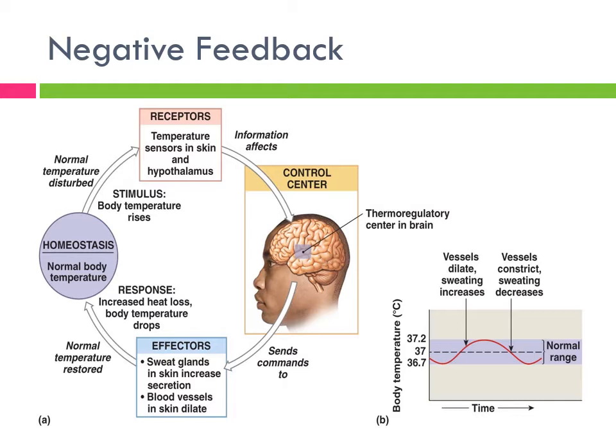And the brain is going to send a signal to the sweat glands to increase secretions and the blood vessels to dilate. That brings more blood flow toward the surface, which allows us to release heat from the body. And then the combination of those two effects is going to oppose the initial stimulus and bring our body temperature back down to normal. So in negative feedback, the effect is opposing the original stimulus.